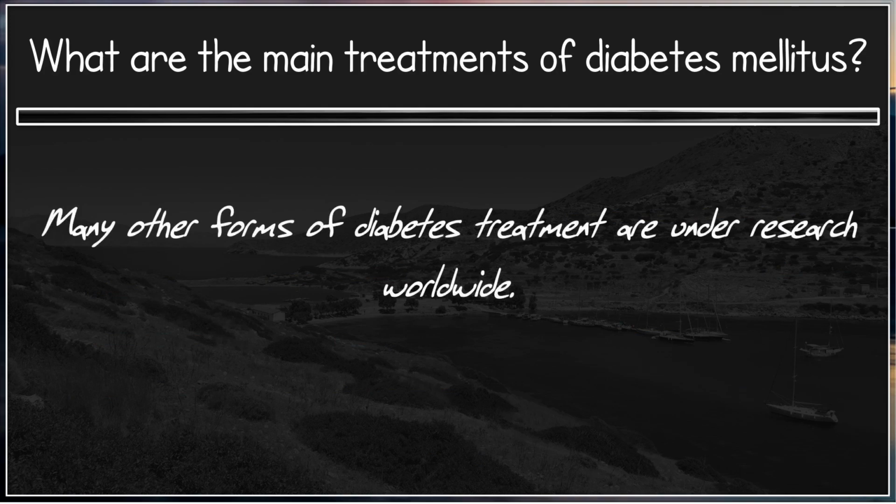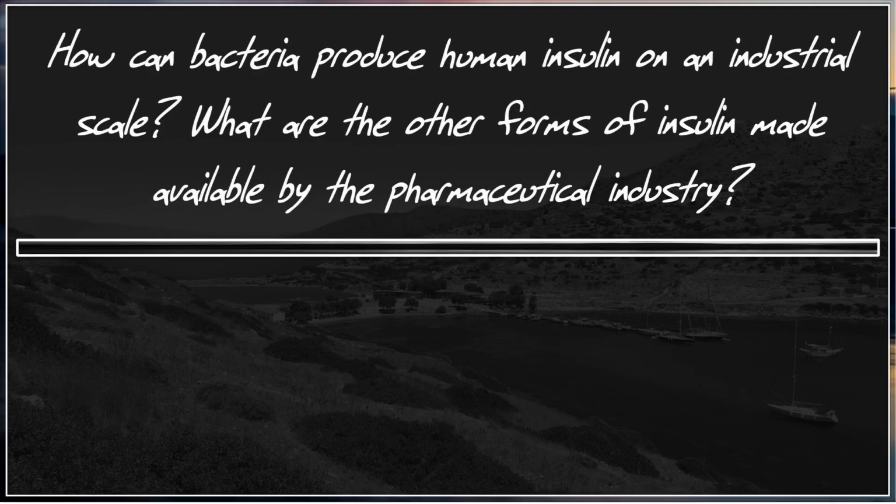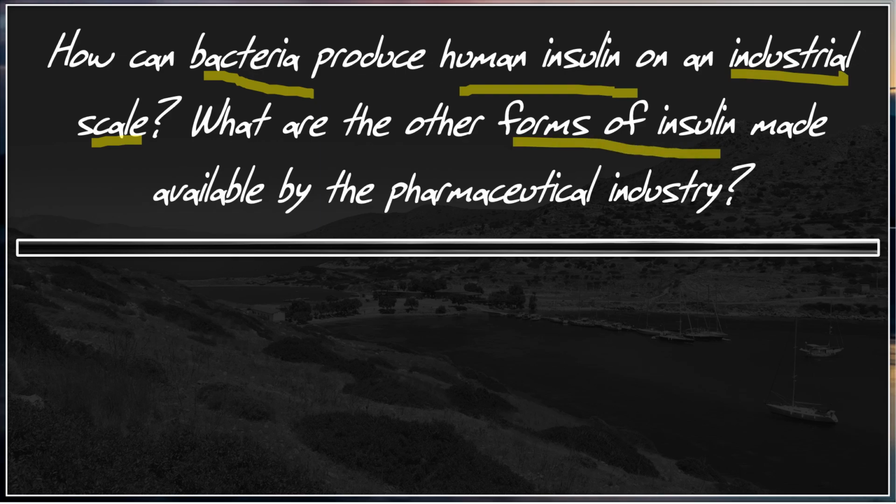Many other forms of diabetes treatment are under research worldwide. How can bacteria produce human insulin on an industrial scale? What other forms of insulin are made available by the pharmaceutical industries?